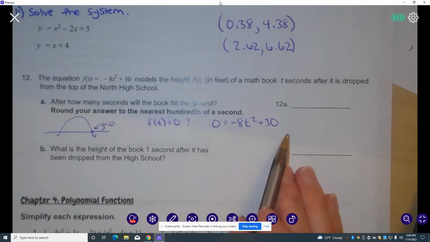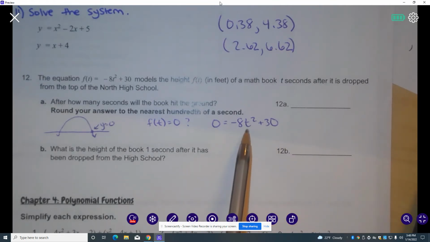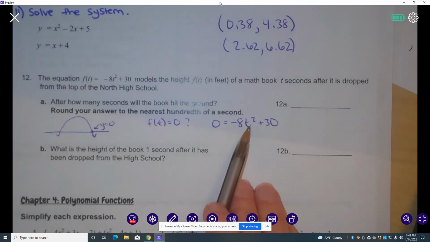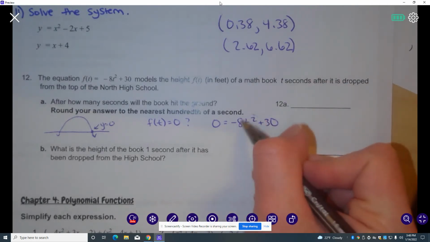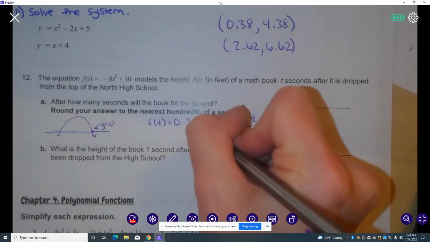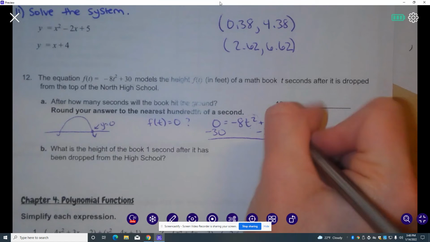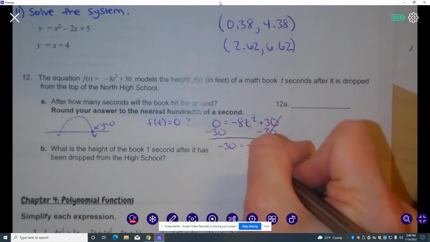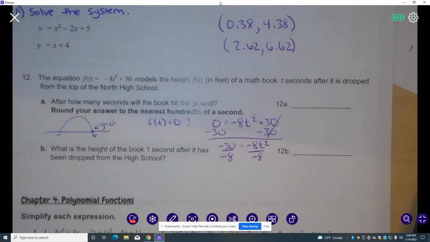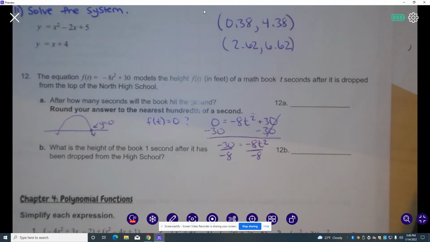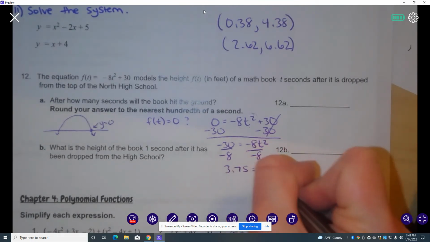Now this is a quadratic equation, and notice that there's only a t squared term. There's no t term, which means I can solve this using square roots. I can get the t squared alone on one side of the equation. So I'm going to go ahead and subtract 30 from both sides. Okay. And divide both sides by negative 8. And I get 3.75 is equal to t squared.